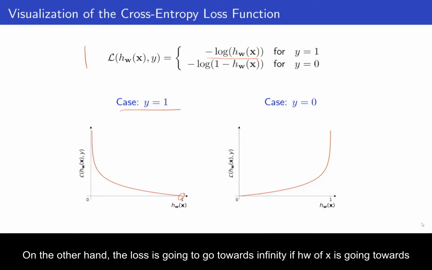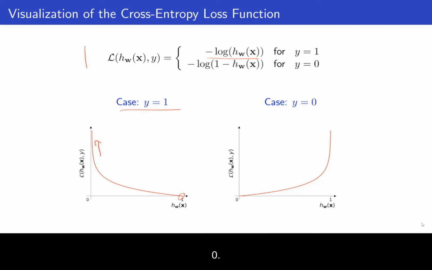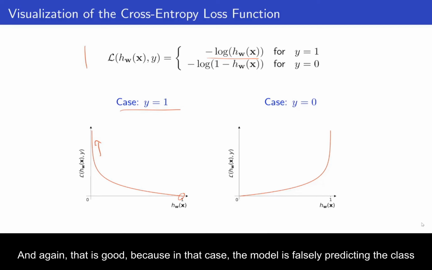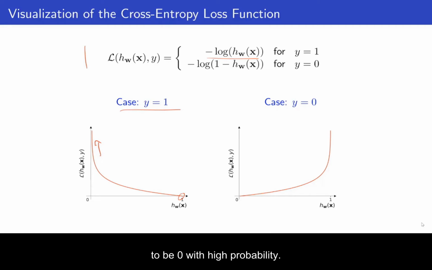On the other hand, the loss is going to go towards infinity if h_w(x) is going towards 0. And again, that is good, because in that case the model is falsely predicting the class to be 0 with high probability.